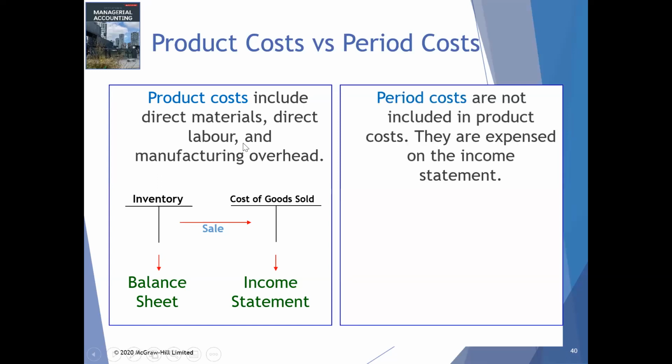Now on the right hand side, you can see the period cost. Period costs are not included in the product cost. Period costs are a different cost, and product cost is a different cost. They are expensed on the income statement. You can see that this cost is an expense that will only come in the income statement. So this is known as the period cost.